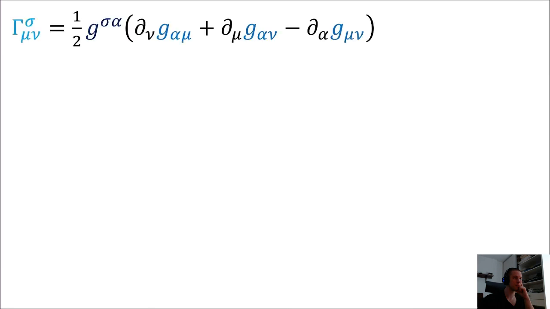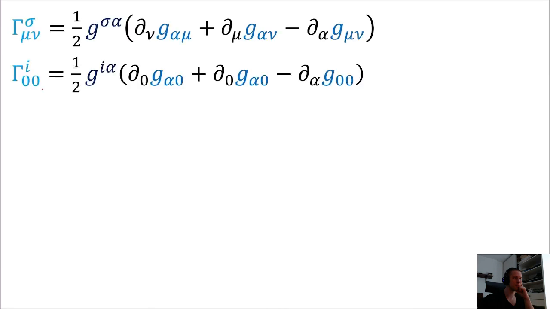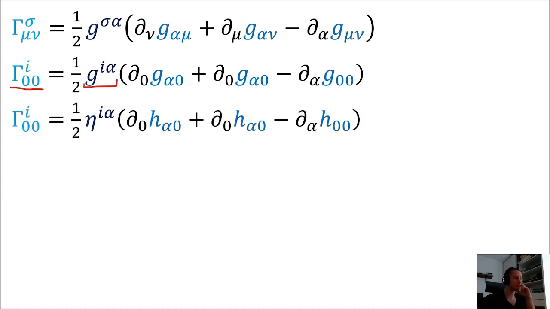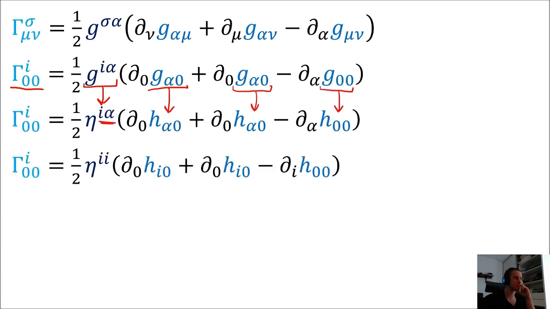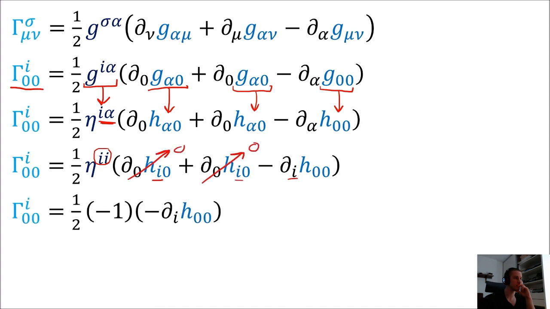So if we take the formula for the connection coefficients and look at the i00 case, this inverse metric can be approximated by the flat Minkowski metric, and these metric derivatives are equal to the derivative of the h part. And since the metric is diagonal, we know this alpha index must match the spatial index i if we want the components to be non-zero. The first two terms are off-diagonal and go to 0, and the space-diagonal elements of the Minkowski metric are all -1 in Cartesian coordinates. So we're left with Γ^i_00 equals 1/2 times partial i of h00.